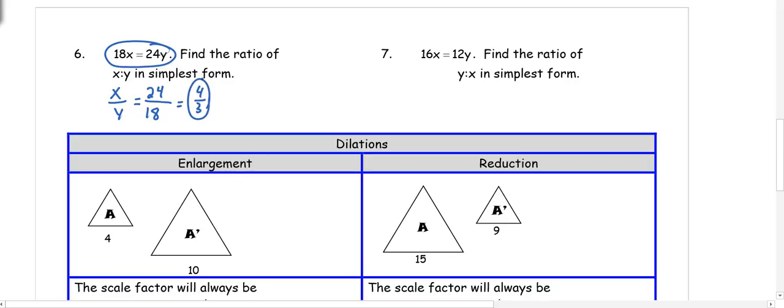In number 9, now it's switching the order, so we have y over x. We know that y multiplies with 12, so 12 is going to go in the denominator. X multiplies with 16. And then we can reduce this, and it again reduces to 4/3.